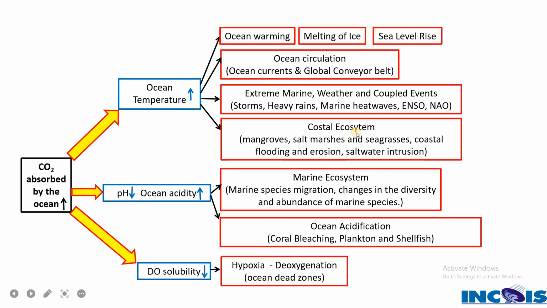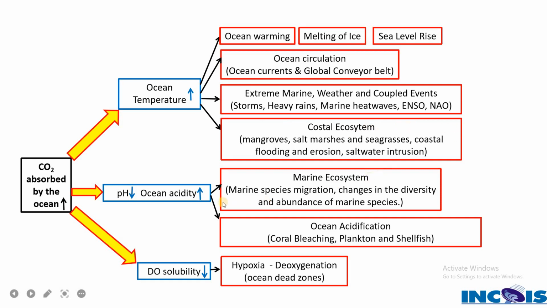And coming to the coastal ecosystem, when the ocean temperature rises, what will happen? Obviously it also damages the coastal ecosystem. What kind of habitat or greenery can we see on the coast? Mangroves, salt marshes, sea grasses, and also coastal flooding, erosion, saltwater intrusion. When all these are disturbed by increasing ocean temperatures, obviously the coastal system will be damaged.